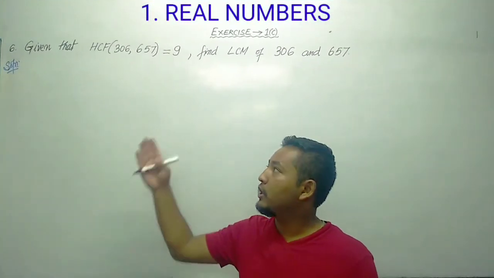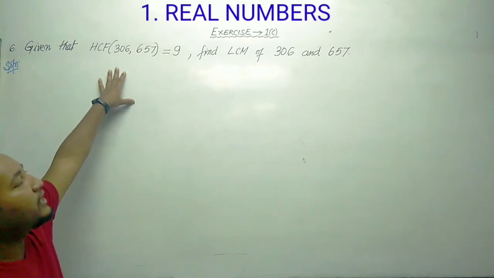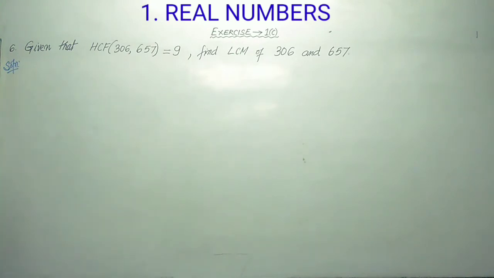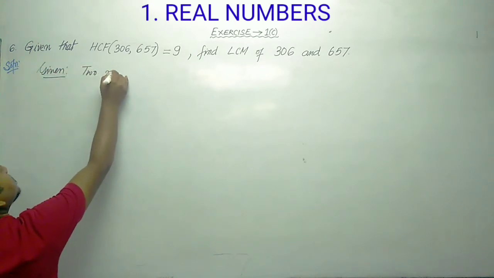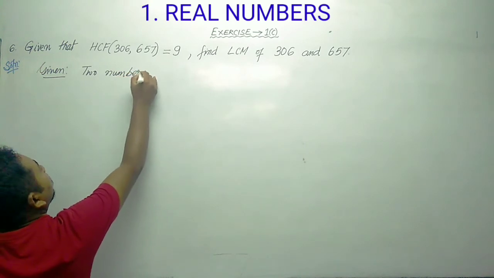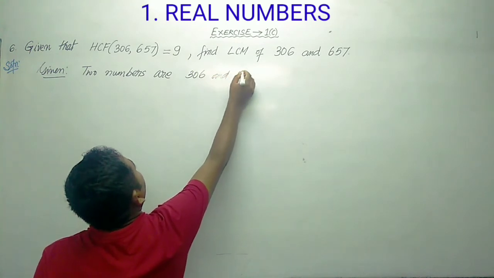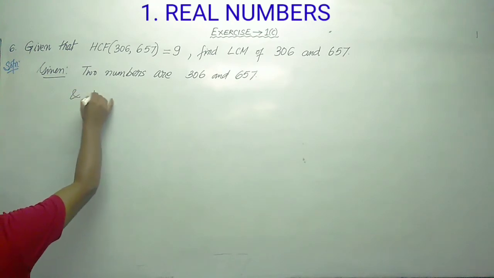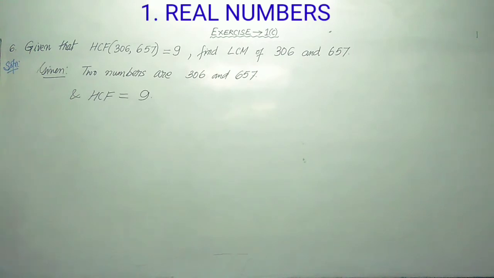Now let us look at question number 6, which says, given that the HCF of 306 and 657 is 9, find the LCM of 306 and 657. So in this case, given two numbers are 306 and 657 and HCF is 9. You have to find the LCM, is it not?